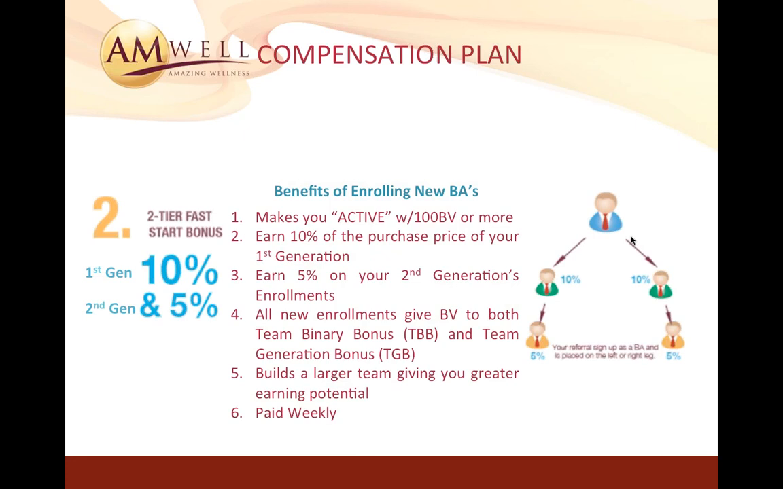Now, some of the benefits of enrolling a new BA is this also makes you active to earn commissions. As I mentioned before, as long as you're enrolling people with 100 business volume or more, that'll make you active for the month. So you'll also earn 10% of the purchase price for your first generation and 5% on your second generation's enrollments. And all new enrollments give business volume to both the team binary bonus, or TBB, and the team generation bonus, TGB.